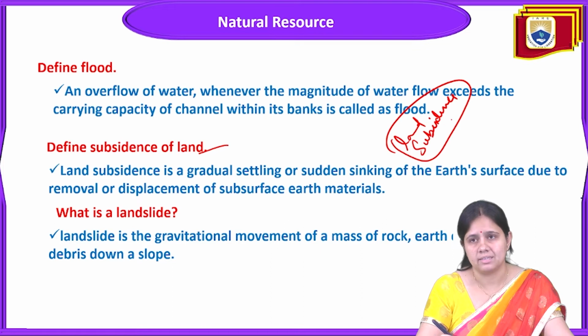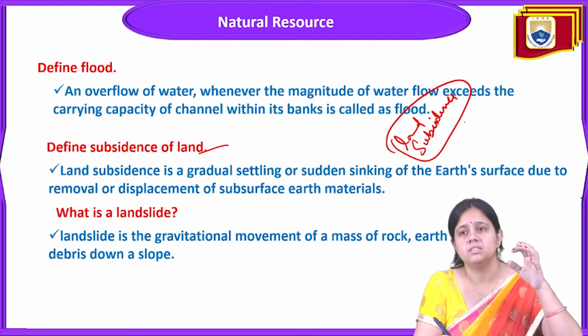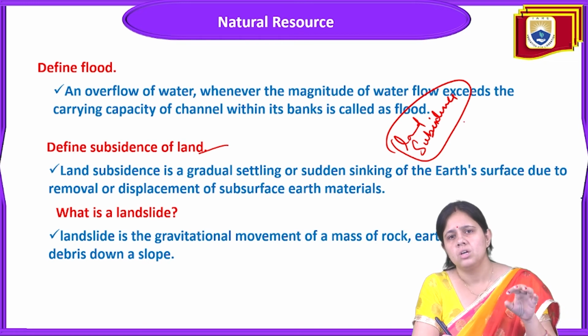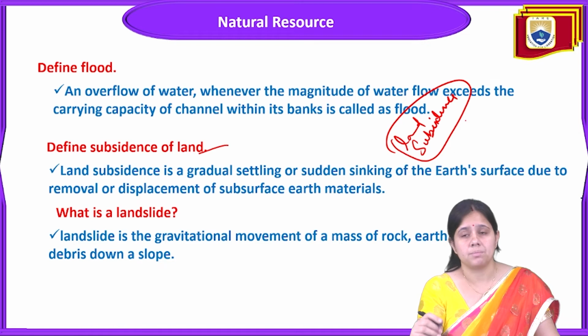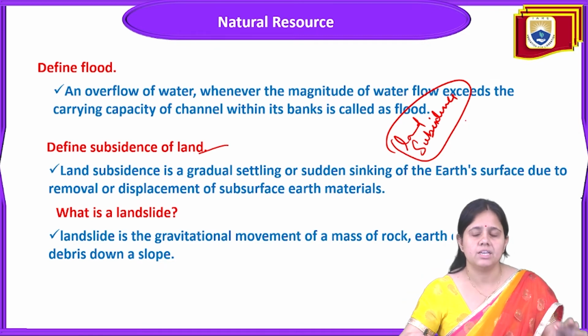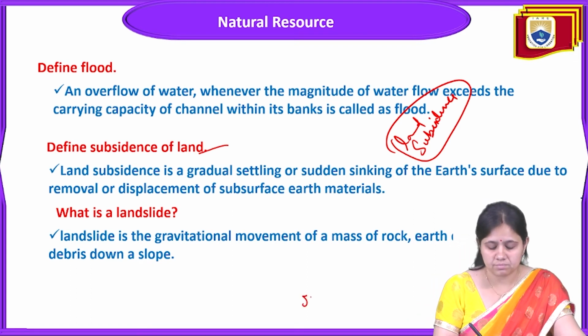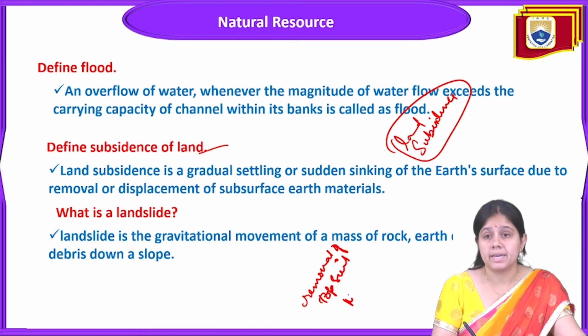What will happen in land subsidence? Subsidence is a gradual settling or sudden sinking of the earth's surface due to removal of topsoil or displacement of subsurface earth material. It is the sudden sinking of the earth's surface due to the removal of topsoil, or due to mining activity. The main reason for land subsidence is mining activity.